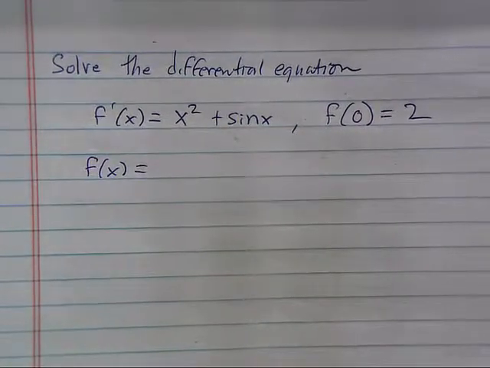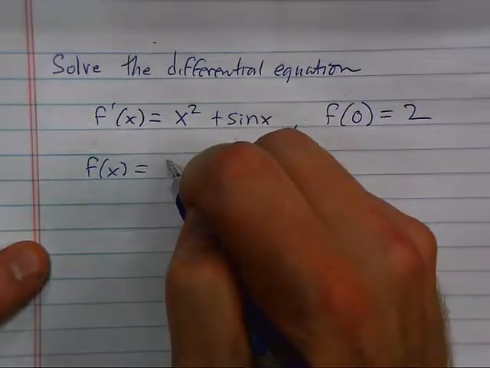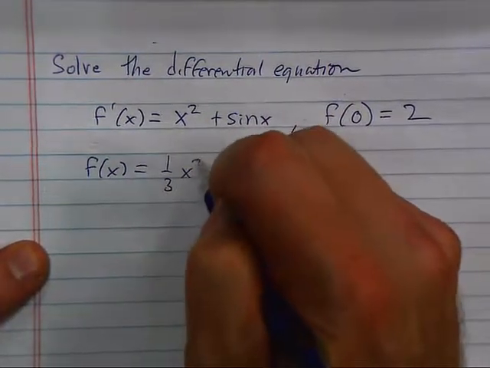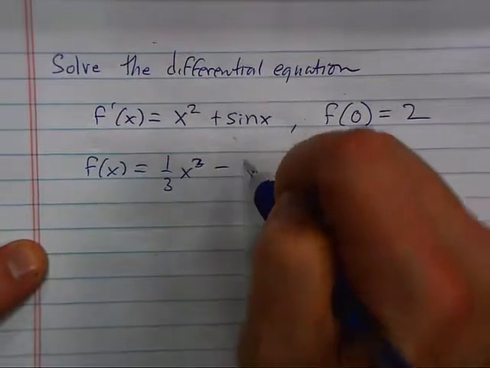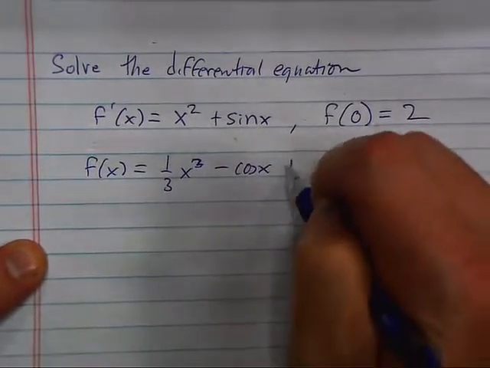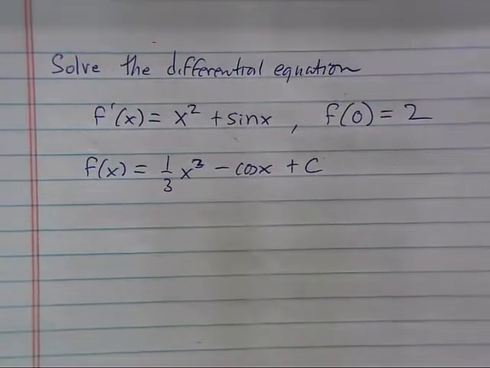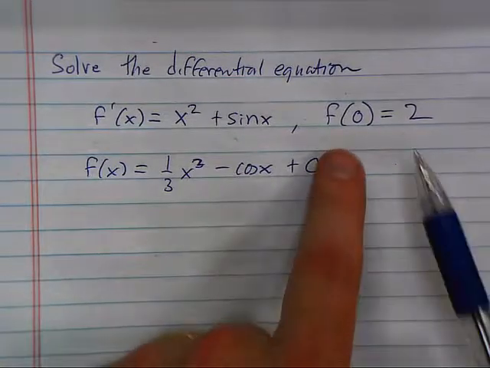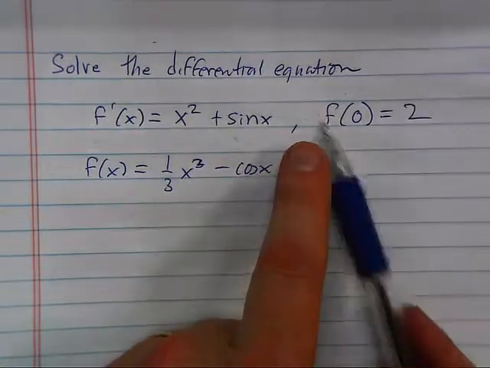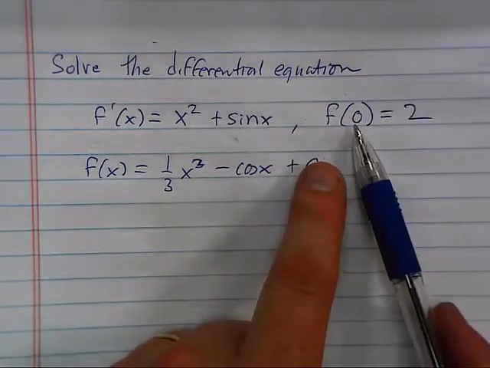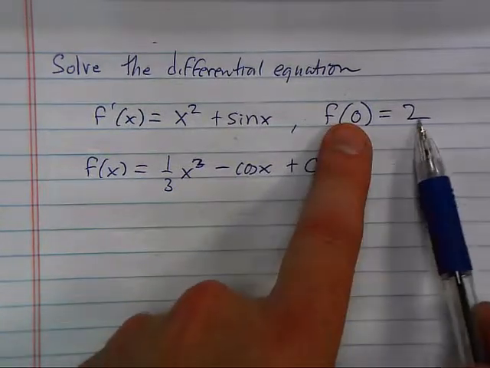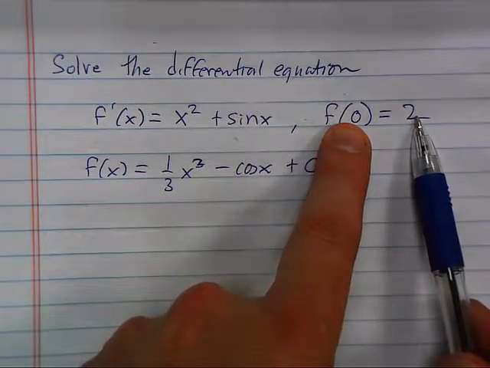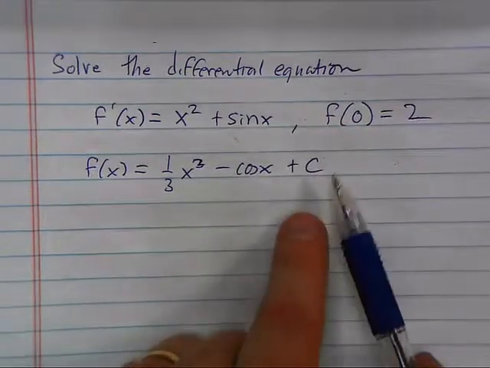f of x is, I find the antiderivative. What's the antiderivative of x squared? 1/3 x cubed, minus cosine x plus c. Now, this is called an initial condition. What this does is allow us to plug in a number for x, and we have a number for f of x, and it allows us to find the value of c.